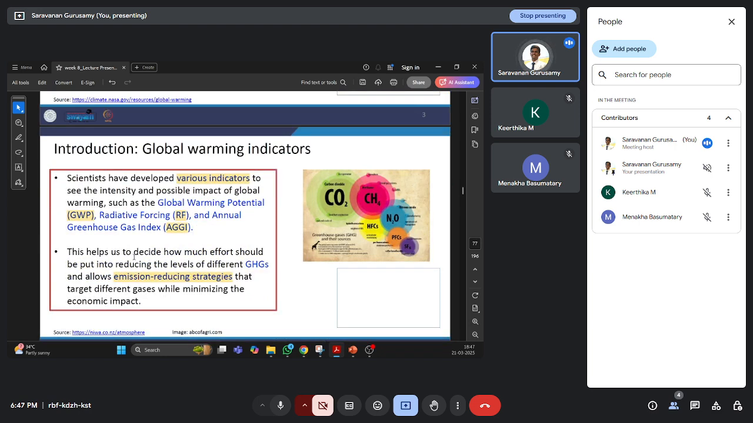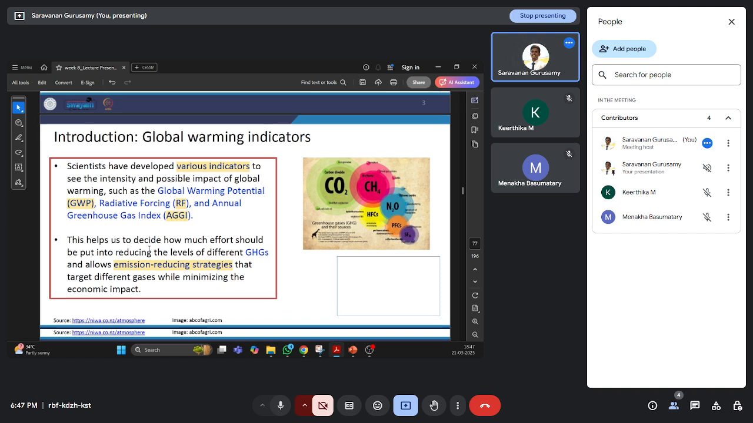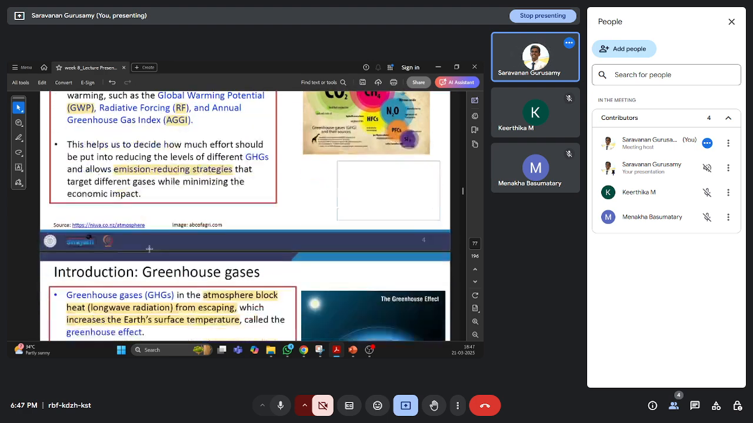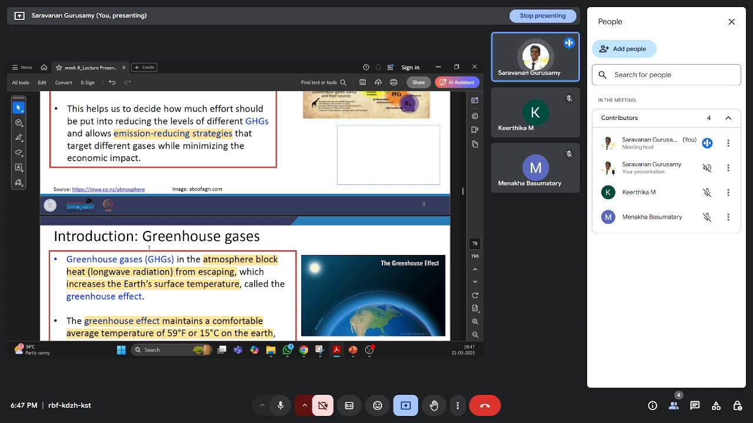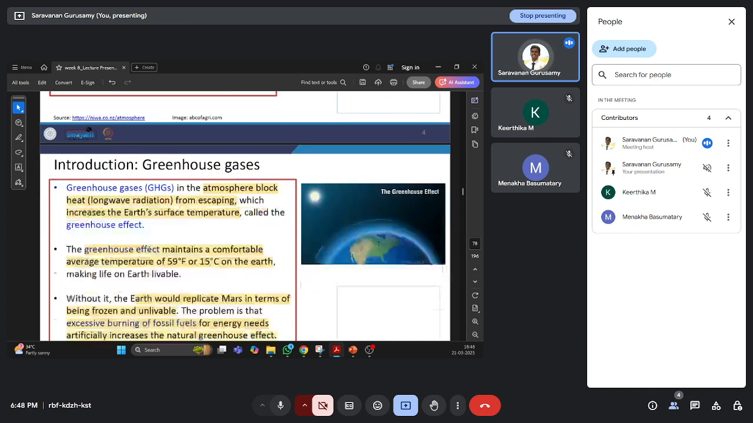So you can see here what the global warming indicators are. There are various indicators like global warming potential, radiative forcing, and annual greenhouse gas index. So GWP, RF, and AGGI. These are the three indicators for global warming, and we are going to discuss all three. Based on this, we are promoting some emission reduction strategies.